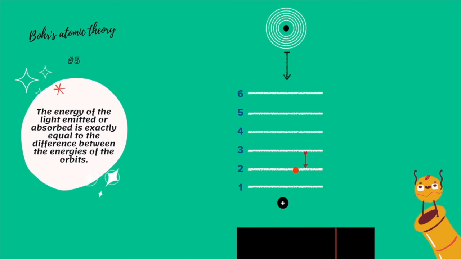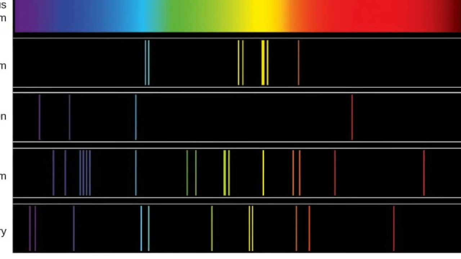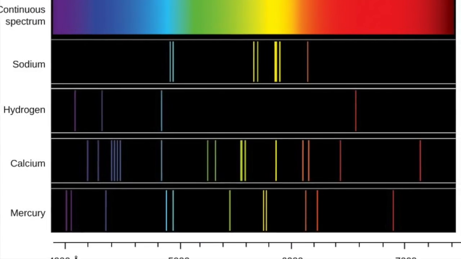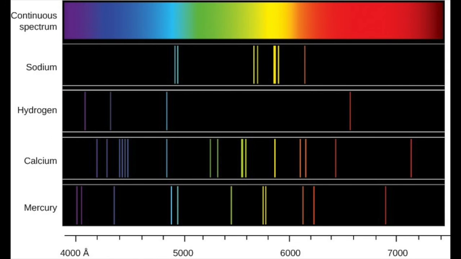The electron can only absorb specific energy. This specific energy is equal to the difference between the energy of the orbits. Each element has its unique spectrum. Like a fingerprint that can be used to identify a person, the emission spectrum can be used to identify an element.